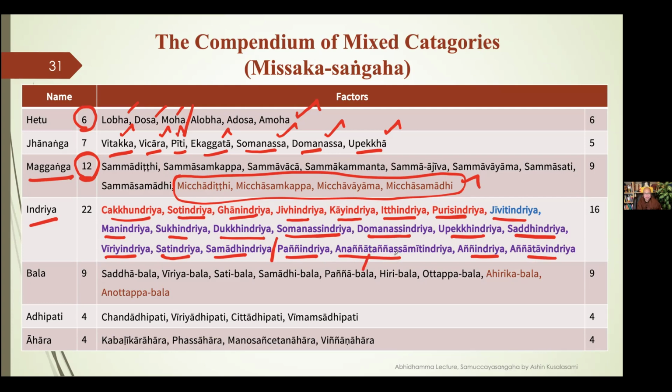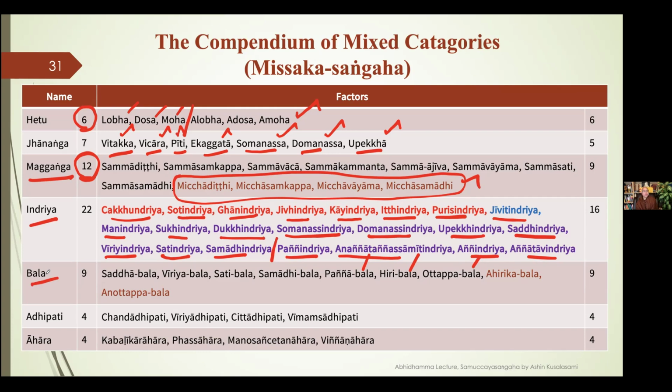Anaññātaññassāmītindriya. Yeah. And here Aññindriya. Aññātāvindriya. Okay, so next is bala, power.